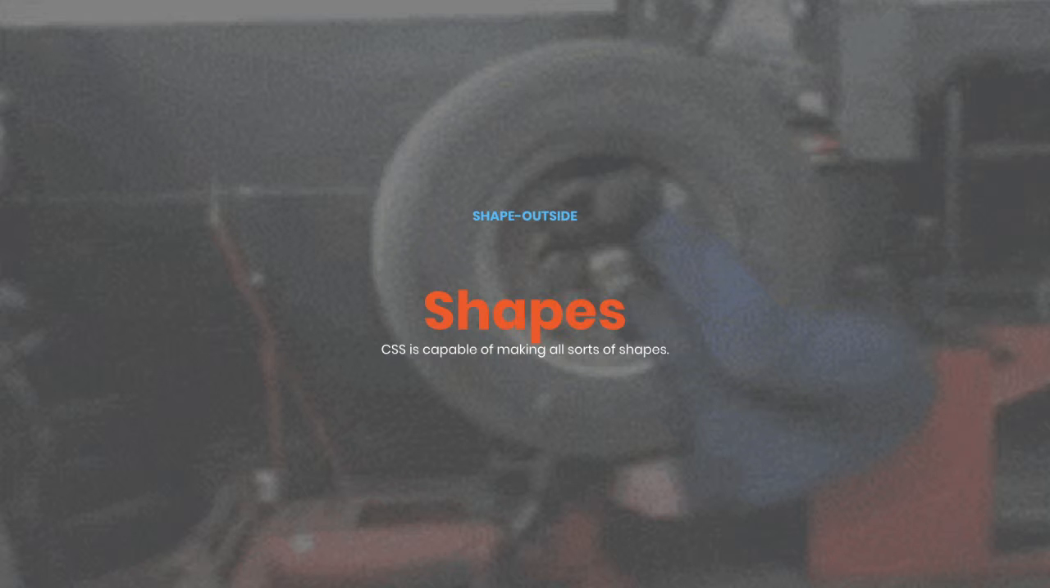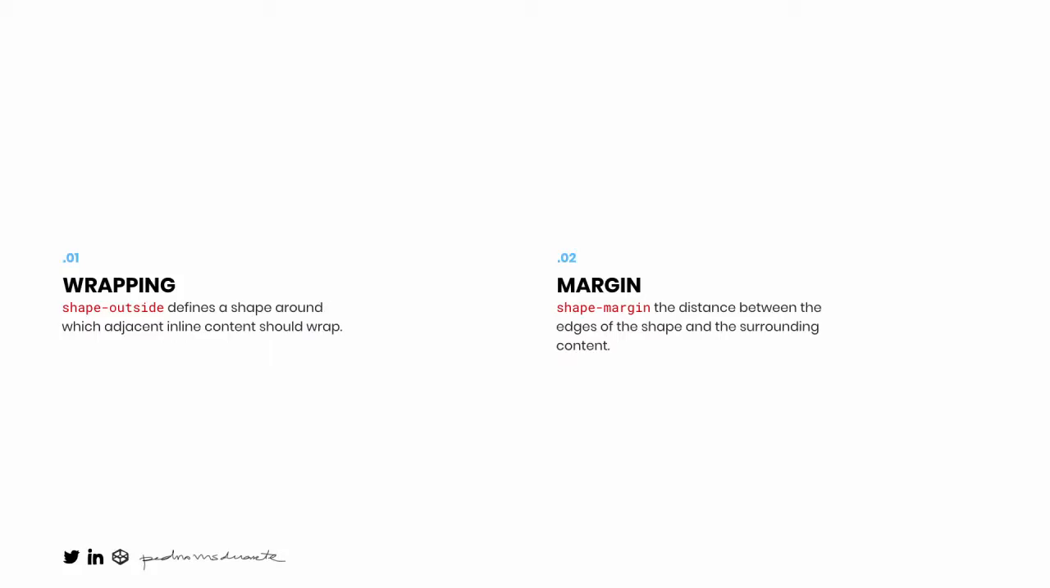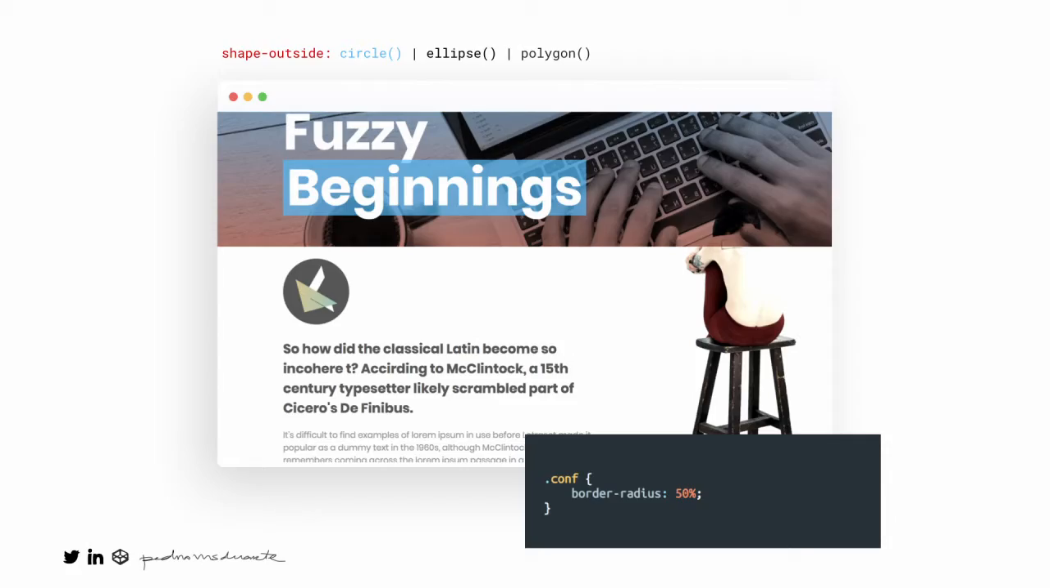Well, the shapes. Squares and rectangles are pretty easy, right? As they are natural shapes on the web, but shapes provide a whole new way to set how content flows on the page. The shape-outside property is actually kind of new, and it's pretty amazing because it lets you define a shape. It could be a circle, a polygon, an ellipse, and it is very nice.